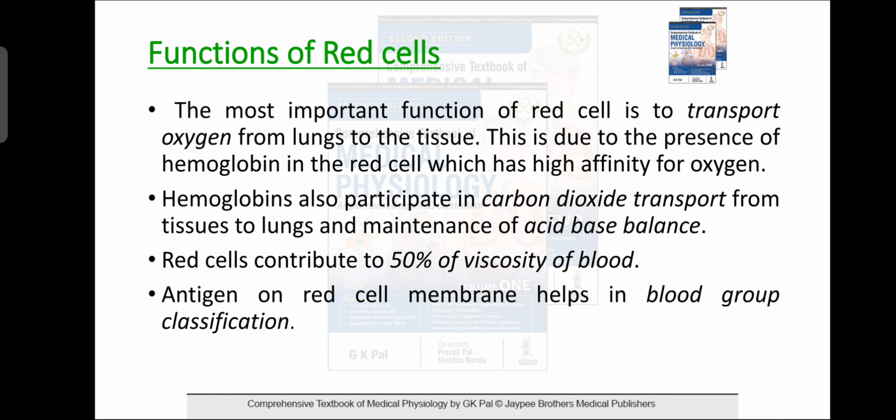Function of the RBC. The most important function of RBC is to transport oxygen from the lungs to the tissue. This is due to the presence of hemoglobin in the RBC, which has a high affinity for oxygen. Hemoglobin also participates in carbon dioxide transport from the tissue to the lungs and in maintaining acid-base balance. RBCs contribute 50% of the viscosity of the blood. Antigens on the RBC membrane help in blood group classification, that is A blood group, B blood group, AB blood group, O blood group.